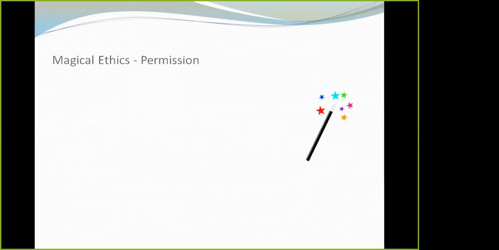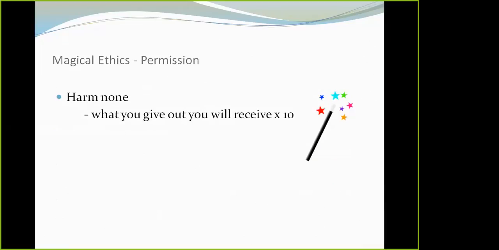Magical ethics. This is your permission that I mentioned before. Harm none, because what you give out, you will receive times 10. It's not times 3, it's not times 5, it's not times 7, it's times 10. And this is a magical law that not only I've proved, but quite a lot of my friends have proved as well. Whatever you give out, you will receive 10 times. So if you do a spell around gaining abundance in your life, and you say you want it for your family, not only will you get it, but your family will get it times 10 if the spell goes through.